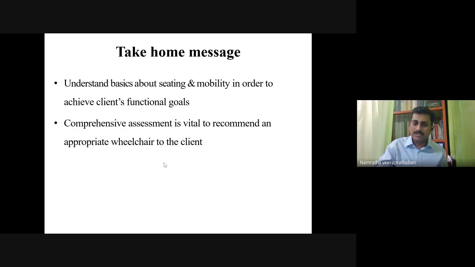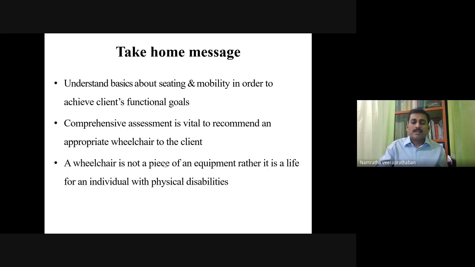Again, I'm going to go to the basics. Assessment and postural analysis are very, very important. And finally, the wheelchair is not a piece of equipment, rather it is a life for an individual with physical disabilities. So you are going to deal with the life of a patient.